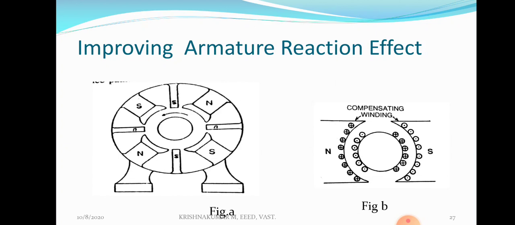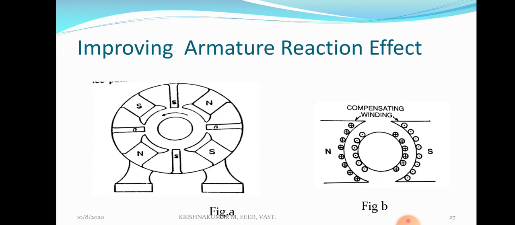To minimize the effect of armature reaction, we have to minimize the armature flux. For that we provide interpoles, or small poles fixed between the main poles. We provide a winding on the interpoles. The interpoles are connected in series with the armature, so the same magnitude of current goes through the interpole and the armature.